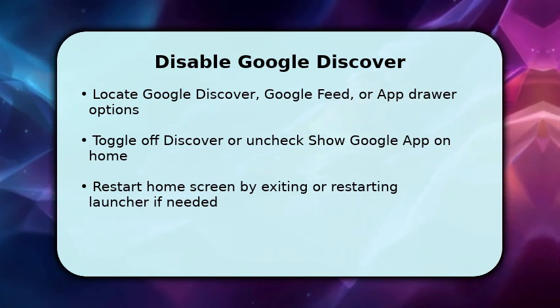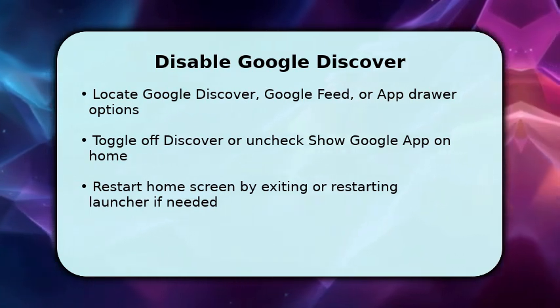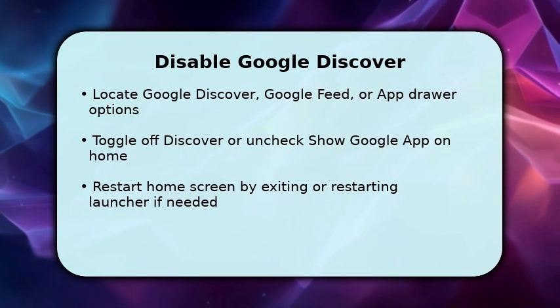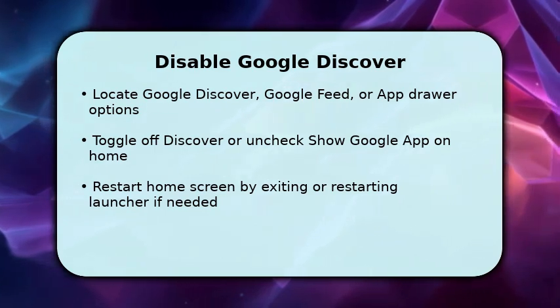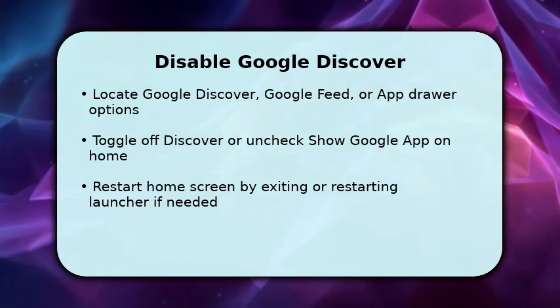Tap the Discover or Google Feed entry, then toggle it off. This removes the leftmost feed. If you see an option under App Drawer Settings, uncheck Show Google App on Home.